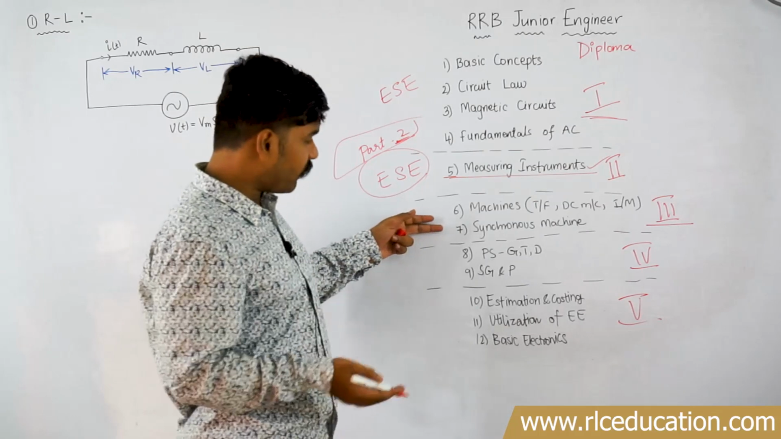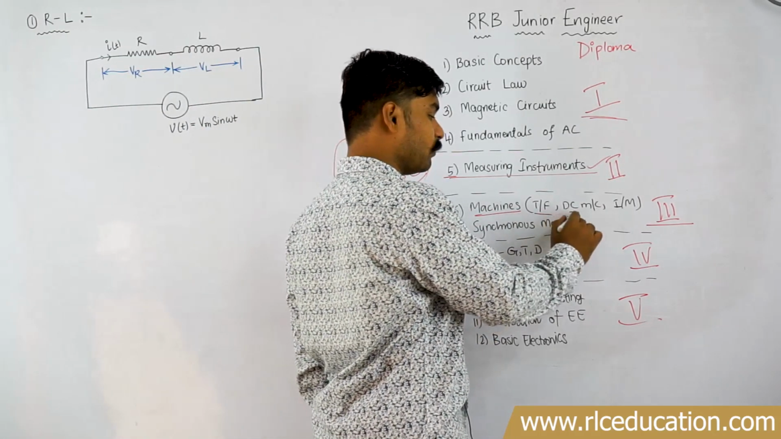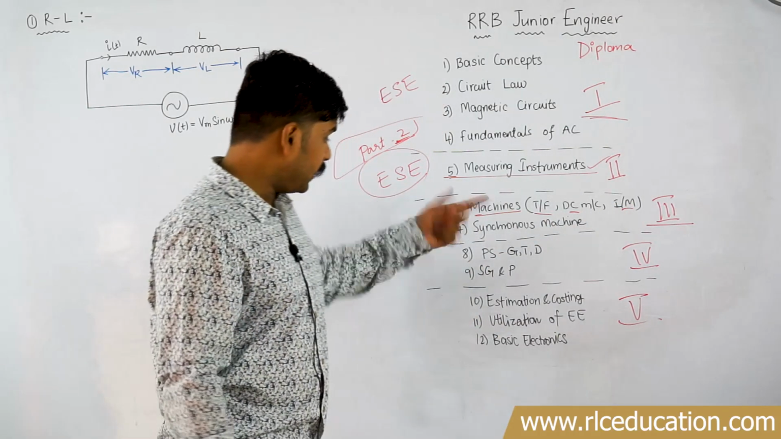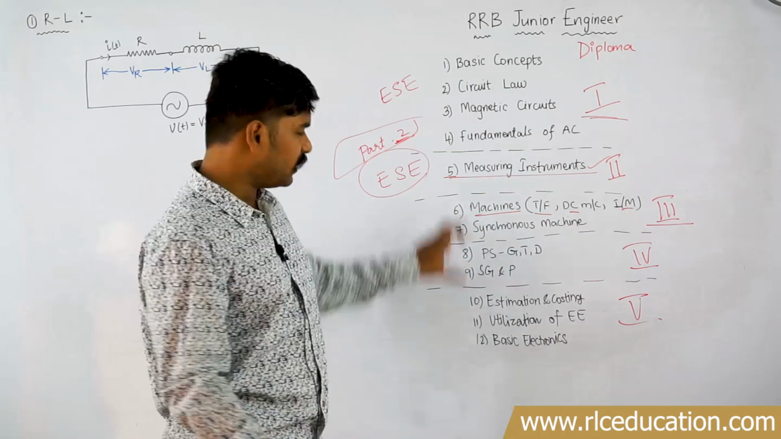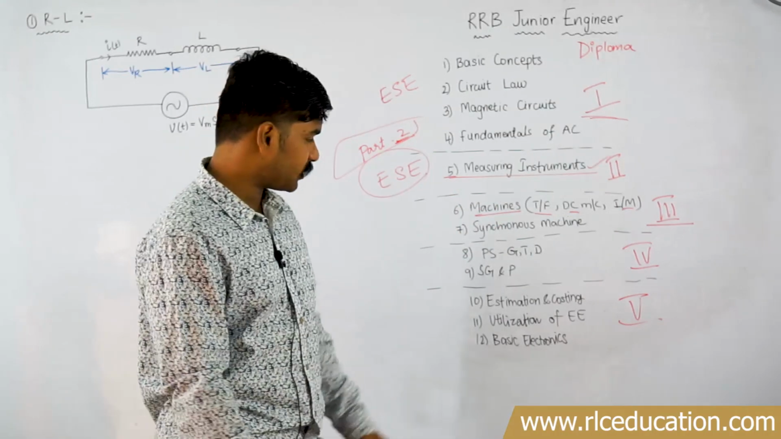In the syllabus paper, if you see your syllabus, he has given one part as machines, which consists of transformers, DC and induction motors, and he has given a separate chapter as synchronous machines. You can study all of them together as a single subject only. Just go through some basic theoretical aspects of that one.